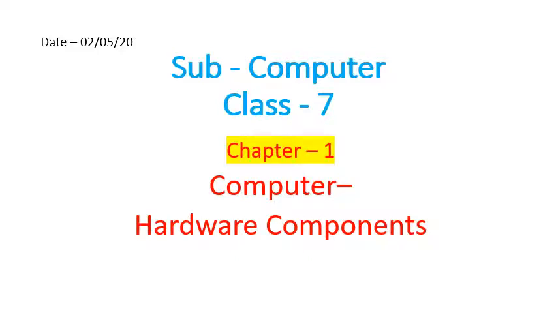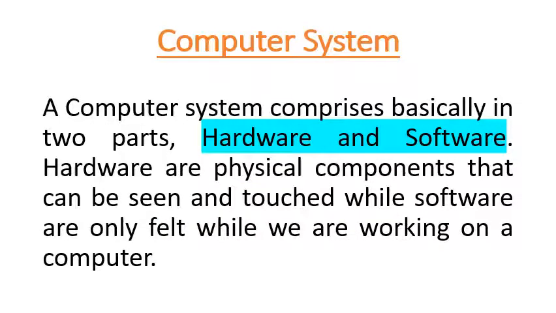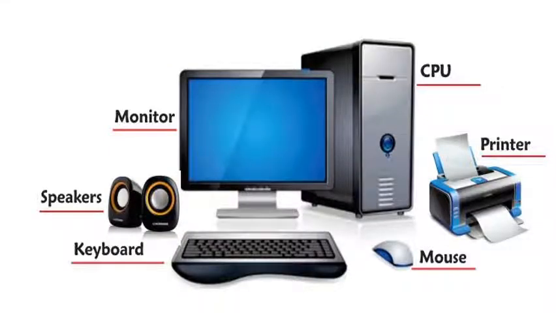Students, today we are going to deal with chapter 1 of your computer book, that is computer hardware components. A computer system comprises basically two parts, hardware and software. Hardware are physical components that can be seen and touched, while software is only felt while we are working on a computer. You can see here is an image of a computer.